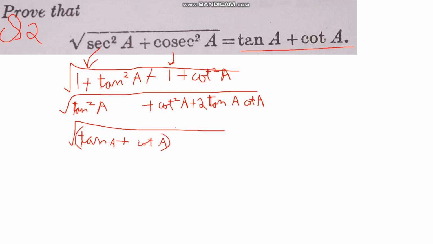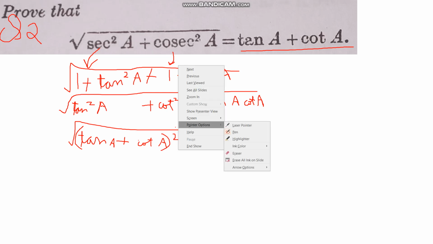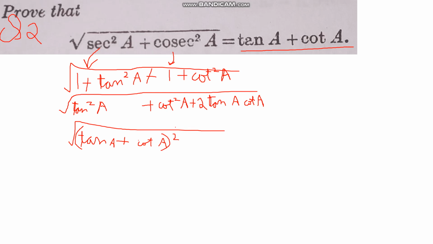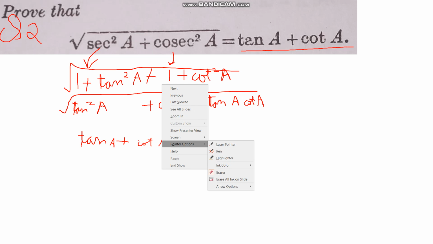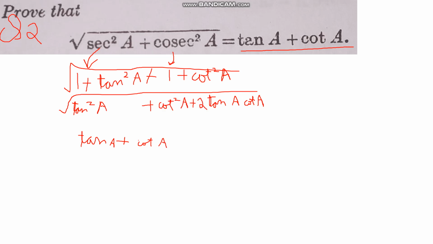Since whole square and root are there, we can write this as tan A plus cot A, rubbing all the remaining statement, rubbing the brackets also. This is equal to the statement here. So hence proved.